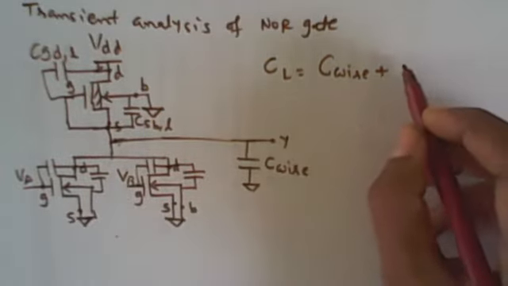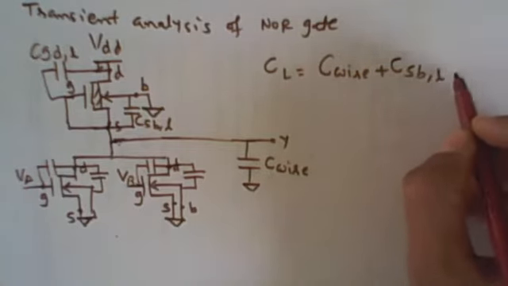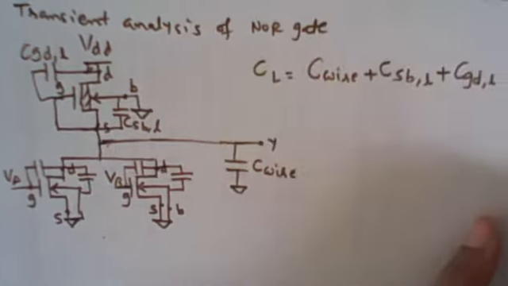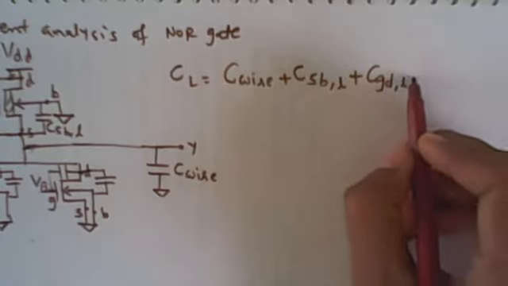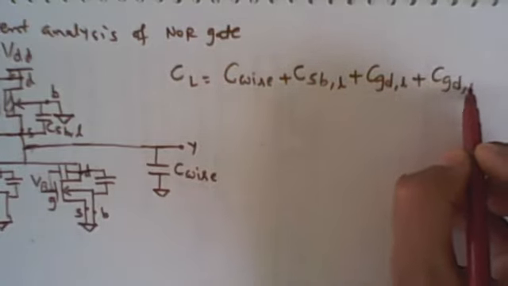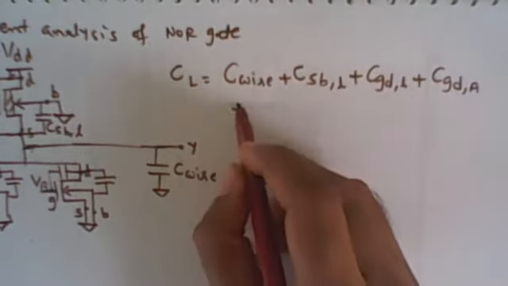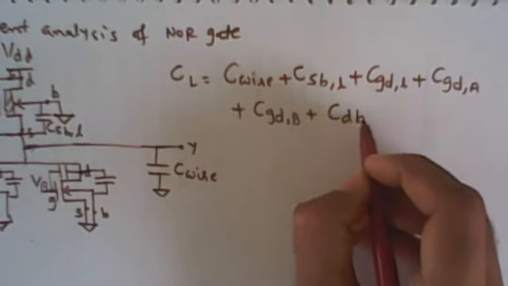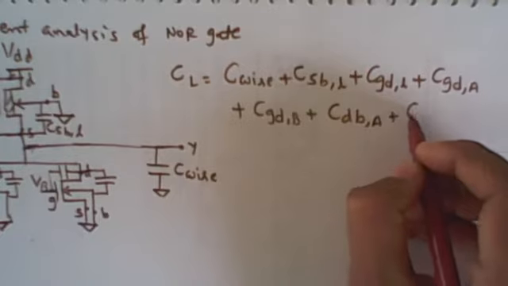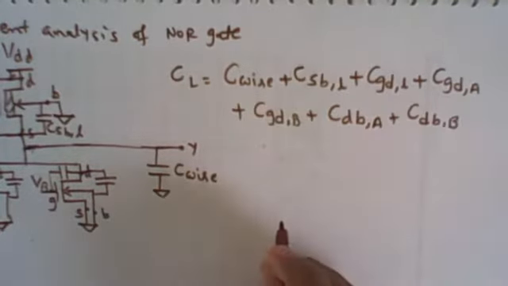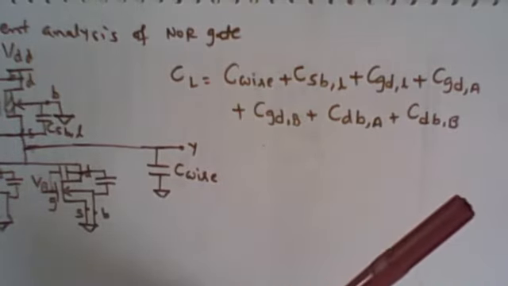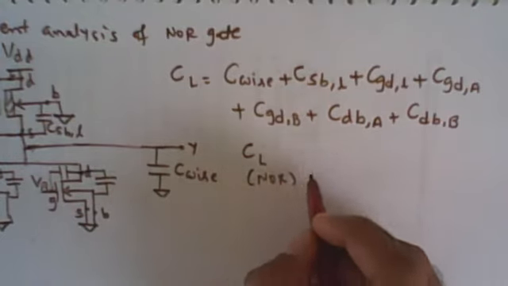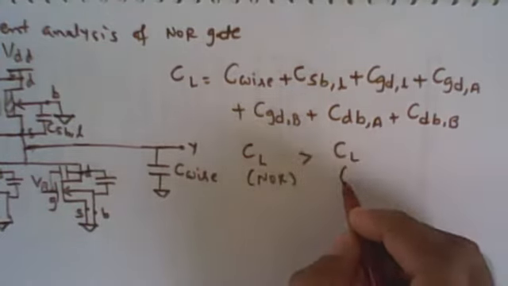So C load is C wire plus the load capacitors, CSB of load plus CGD of load, plus the driver capacitors. The driver capacitors are gate to drain of MOSFET A plus gate to drain of MOSFET B plus drain to bulk of MOSFET A plus drain to bulk of MOSFET B. So, with the capacitances formed in a NOR structure, definitely the value of C load for the NOR structure is greater than the C load capacitor of an inverter.